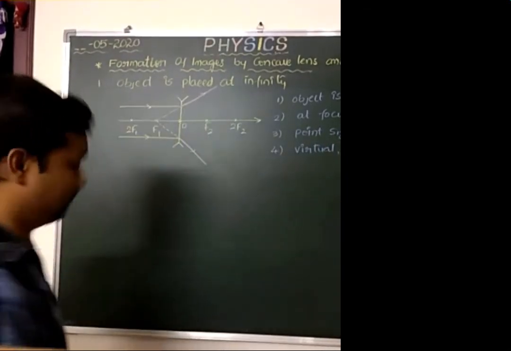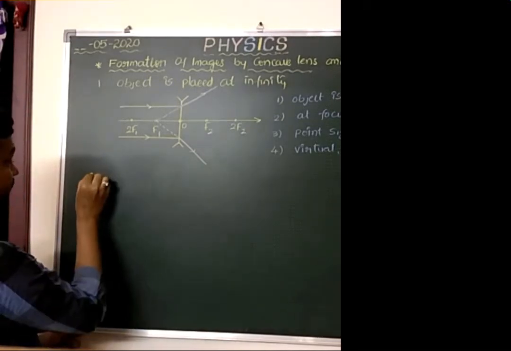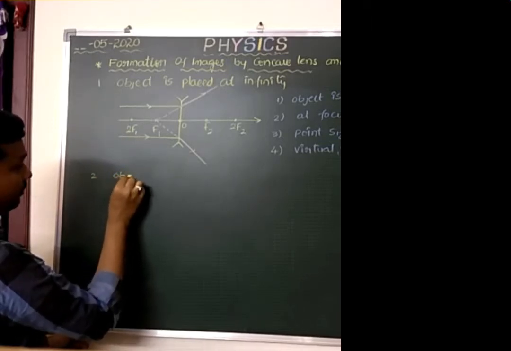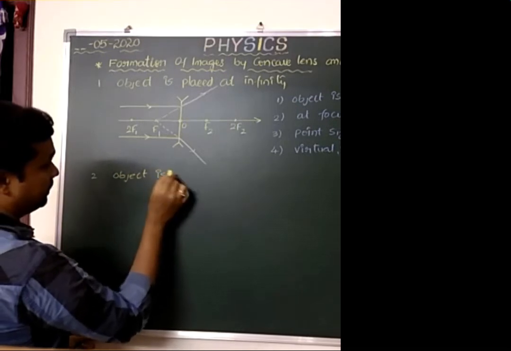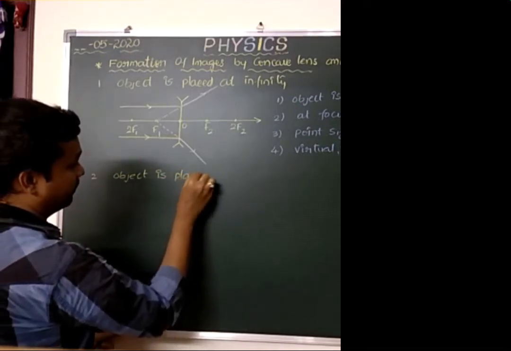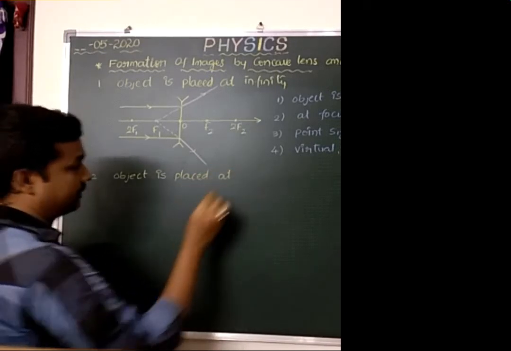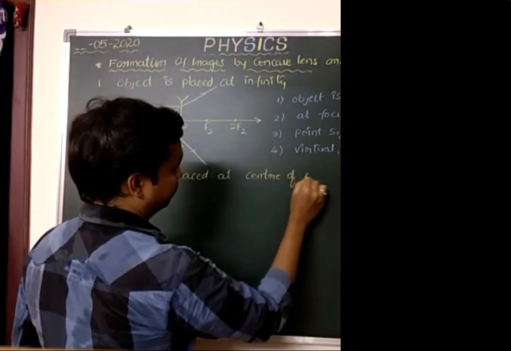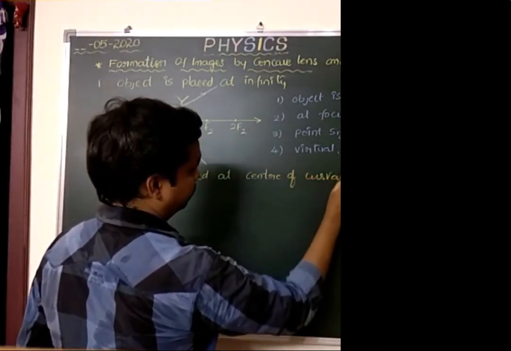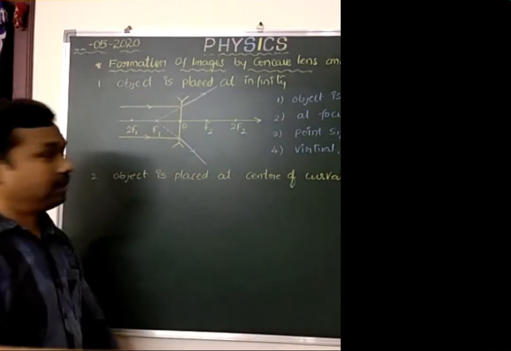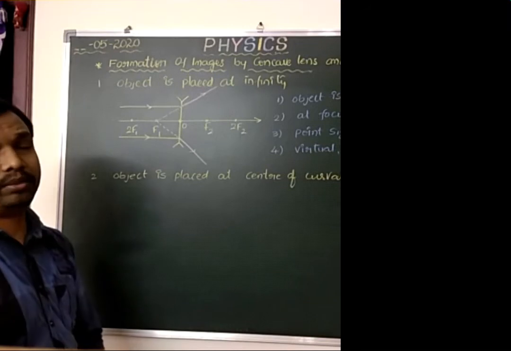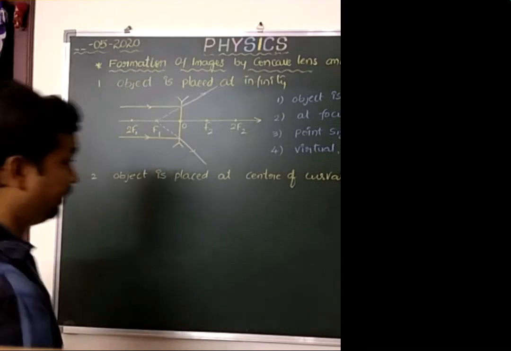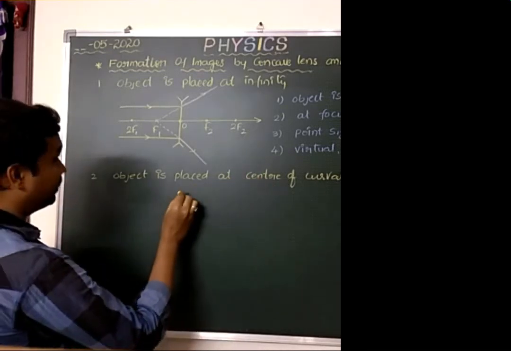Okay, this is first. Coming to second ray diagram. Object is placed at center of curvature. Actually in this, wherever the object is placed, the image will get diminished only. With this we can understand. Object is placed at center of curvature.